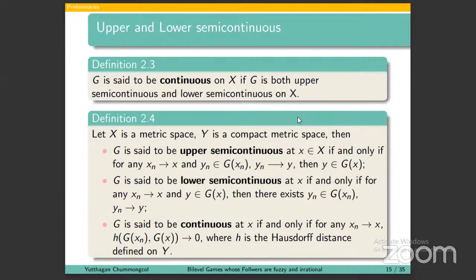And definition 2.4: let X be a metric space and Y a compact metric space. Then G is upper semicontinuous at x belonging to set X if and only if x_n converges to x, y_n belongs to G of x_n, y_n converges to y, then y belongs to G of x. And lower semicontinuous if and only if x_n converges to x and y belongs to G of x, there exists y_n belonging to G of x_n and y_n converges to y. G is said to be continuous at x if and only if for any x_n converging to x, the Hausdorff distance between G of x_n and G of x converges to 0.